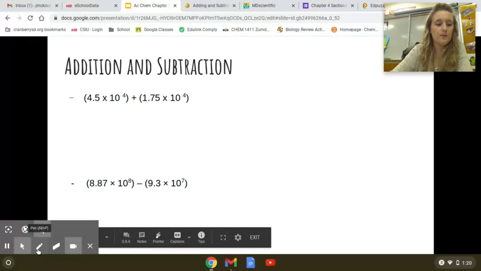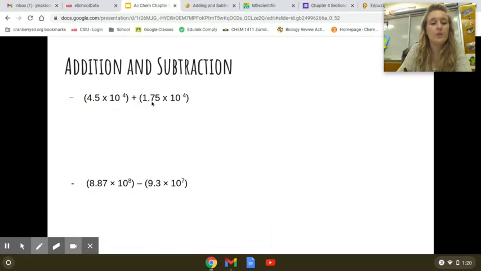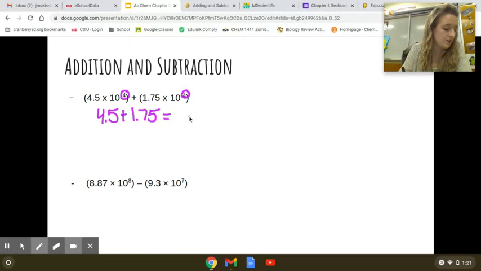Let me get my pen here. Okay, so 4.5 times 10 to the fourth plus 1.75 times 10 to the fourth. Because these are already matching, we are good to go. So we just need to add 4.5 plus 1.75. Okay, and we are going to get I think it should be 5.25.